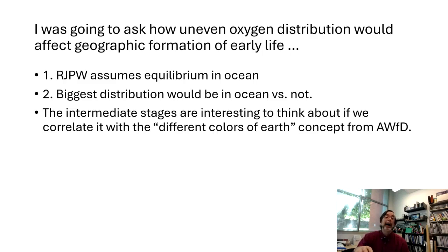We could look at how that's different, and we can look at uneven oxygen distribution today to have ideas of how that affects life in general. Big question, but a very interesting question. The biggest distribution would be in the ocean versus not in the ocean, and then it would be a question of what is the atmospheric composition at that time.